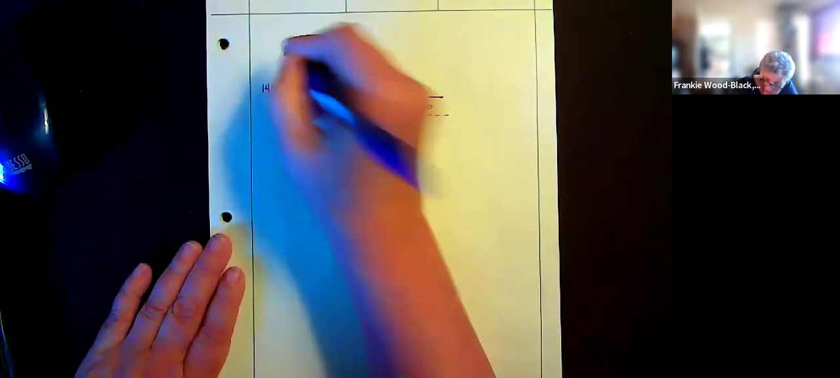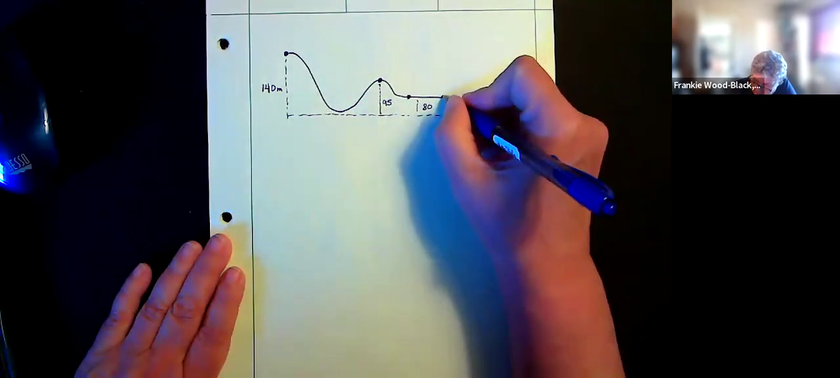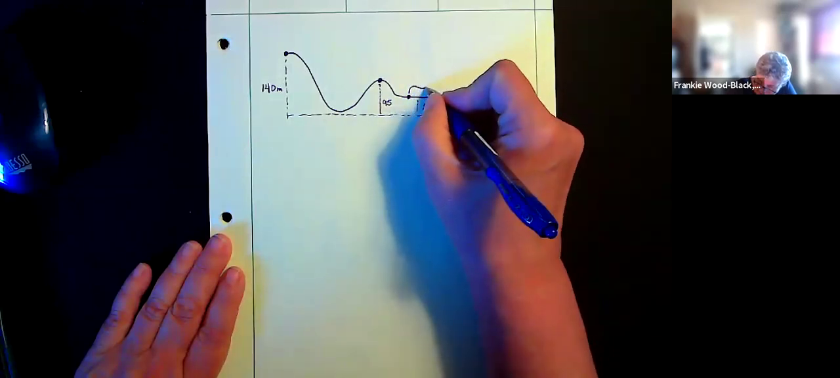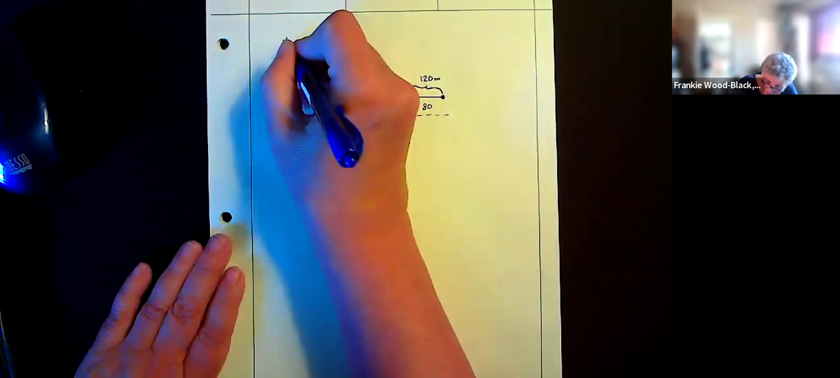We're going to start at the top. We're going to get some information here. We're going to come off of it here, and we're going to come to a stop here. And we're told that this distance is 120 meters. So we're going to start with an initial velocity of 0.